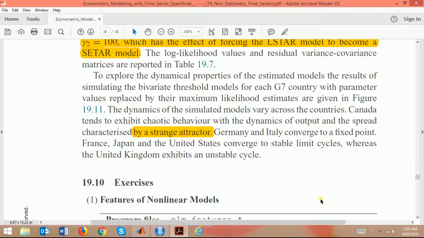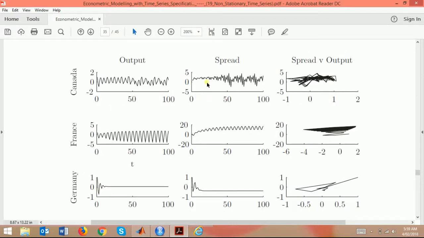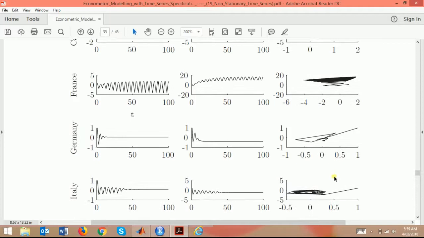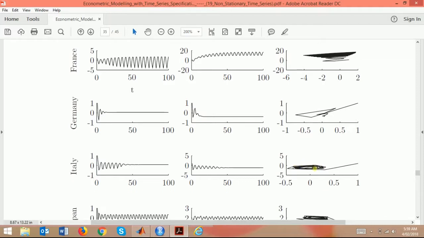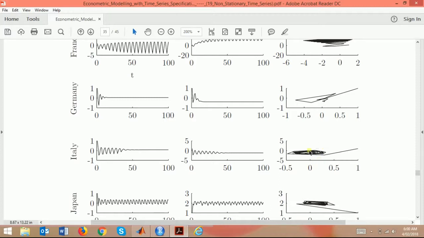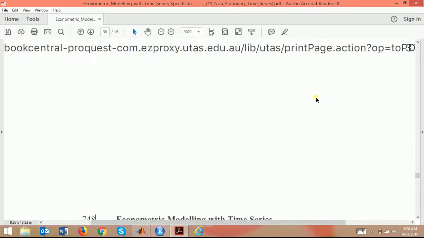Why am I saying that? Very simple. Let's have a look. You have Canada output and you have Canada spread. You see it creates a region, but within the region it acts like a strange attractor. You see it becomes chaotic. It doesn't converge into the region, whereas for Germany and Italy specifically, everything else is converging on the outer band of the region. So this is not a strange attractor, this is becoming a limit cycle, but this is a strange attractor, right? Beautiful, very beautiful.